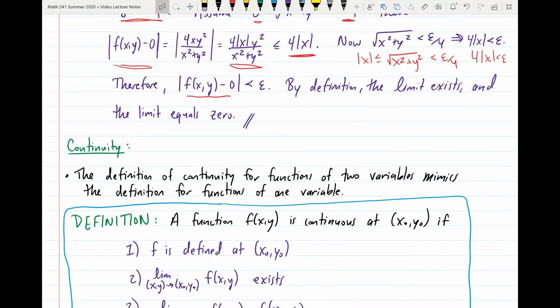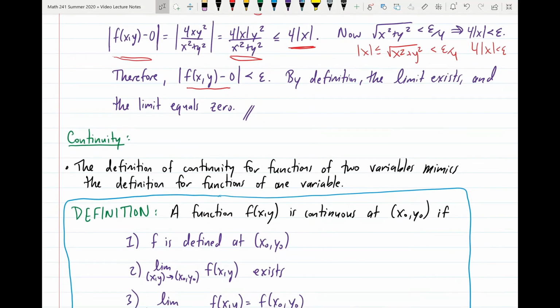I am going to give probably at least one homework problem where you're going to be evaluating or proving that a limit exists for a function like this. So you're going to get a little bit of practice, but not too much. So email me if you have any questions or there's confusion related to the proof that I just gave.